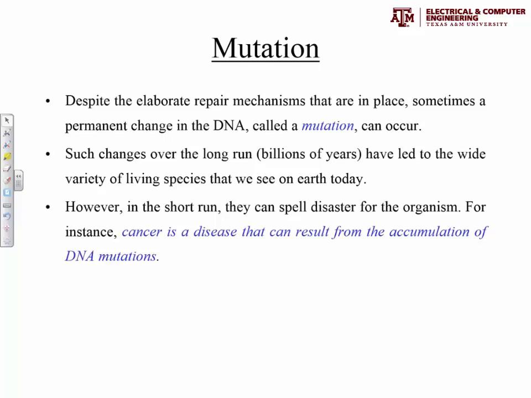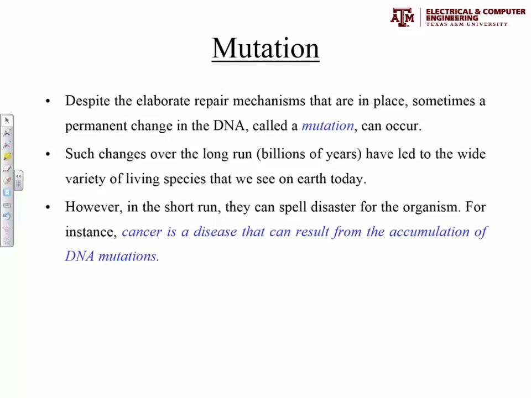If the cell detects that there is a mistake in the DNA, and again, you have 2 copies of the information, so chances are, if on one copy something is messed up, on the other copy it's fine. So it can use the other copy as a template and fix this. There could be exceptions. If somebody gives you such a high dose of radiation that both your strands of DNA are damaged, then you don't have anything to copy from, and that can happen in outer space or something like that, if you're going there. So despite the elaborate repair mechanisms that are in place, sometimes there'll be a permanent change in the DNA, which is called a mutation.